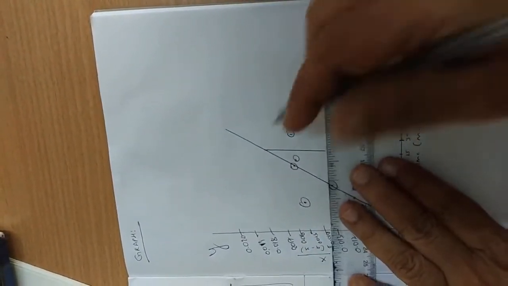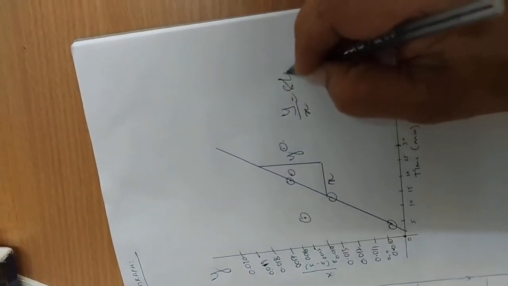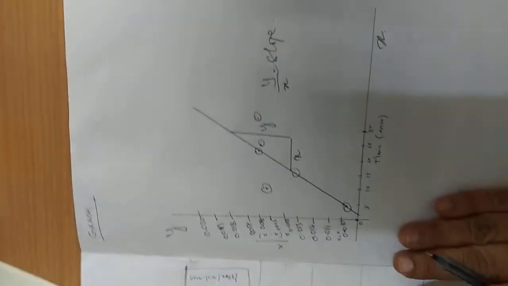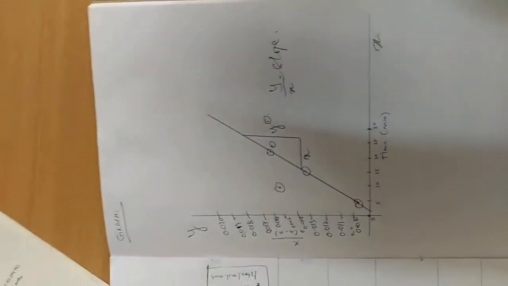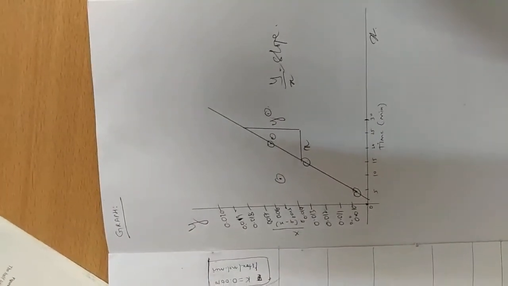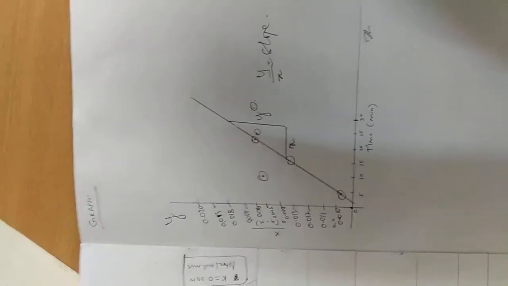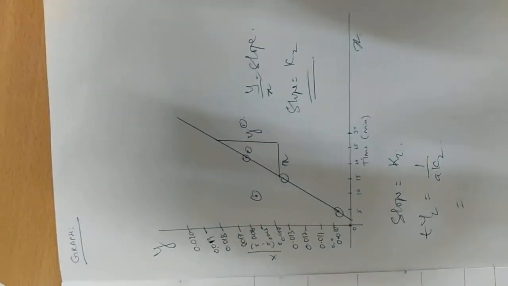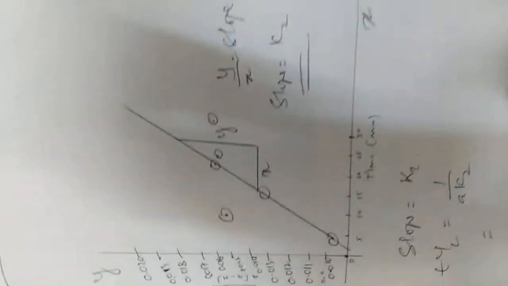I'm just drawing it roughly over here. So the y by x is equal to the slope. From here also you can find out the value of k as well as t half. So both ways you can find it. Once you calculate the t half from the experiment, you will be calculating k2 as well as the t half, and then you plot it on the graph.